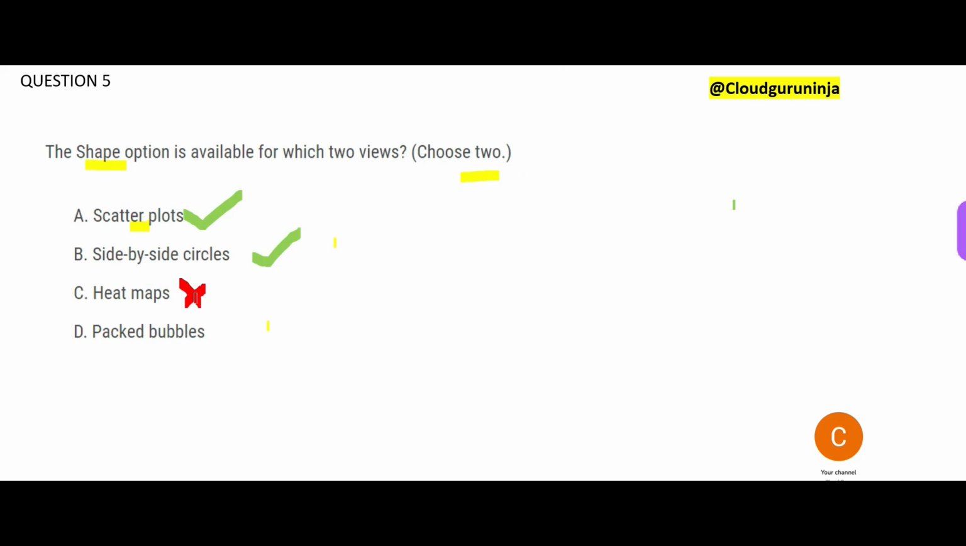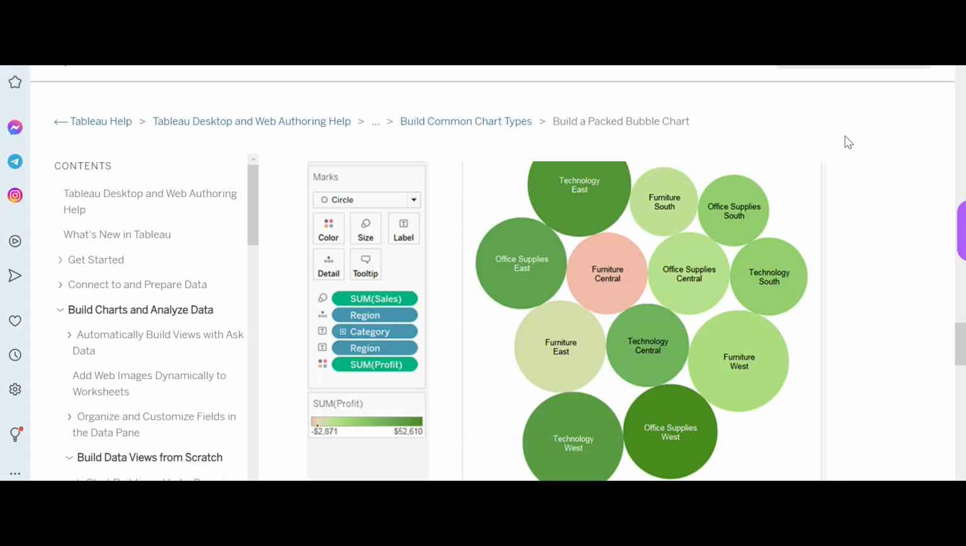Now let us look at packed bubbles. So this is a packed bubble. You see my cursor here in these options, you do not have shape. Now someone might say in the marks you have chosen circle, isn't that a shape? No, that is not the shape option. You will get a separate shape option, not for packed bubbles.